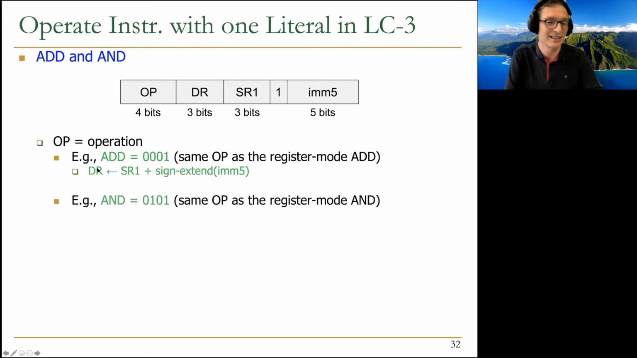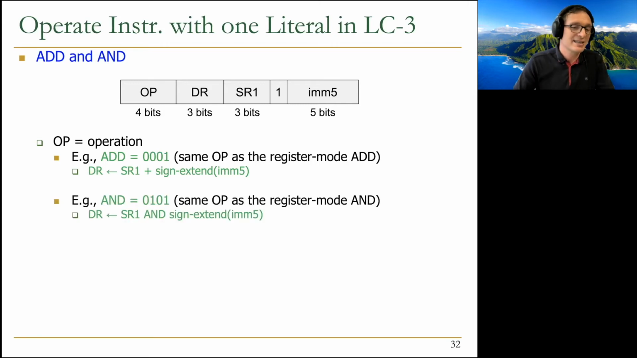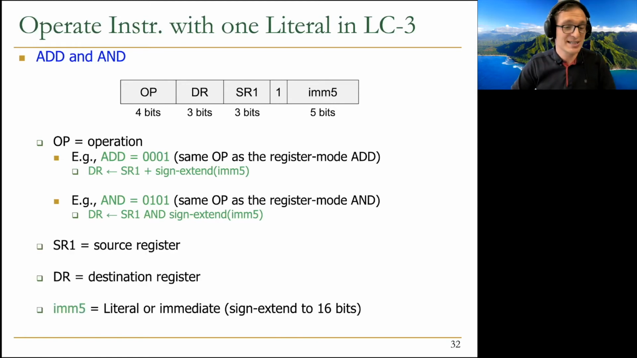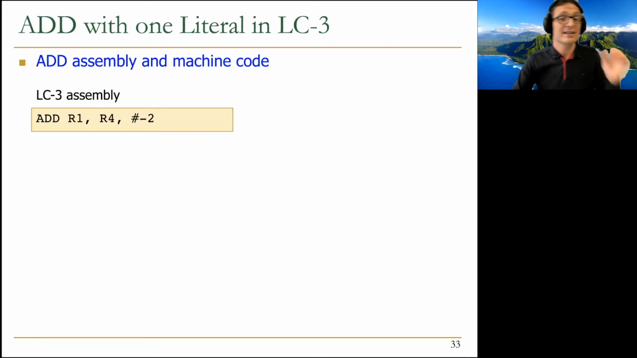So hopefully that's clear, right? And is very similar. In this case, source register 1 should be ANDed with the sign extended value of this 5-bit immediate. Basically, as opposed to having a source register 2 over here, we're replacing it with a sign extended immediate 5, based on the value of this bit. Okay. So source register 1, clearly destination register, we already discussed that. And immediate 5 is a literal or immediate, but it's used by sign extending it to 16 bits.